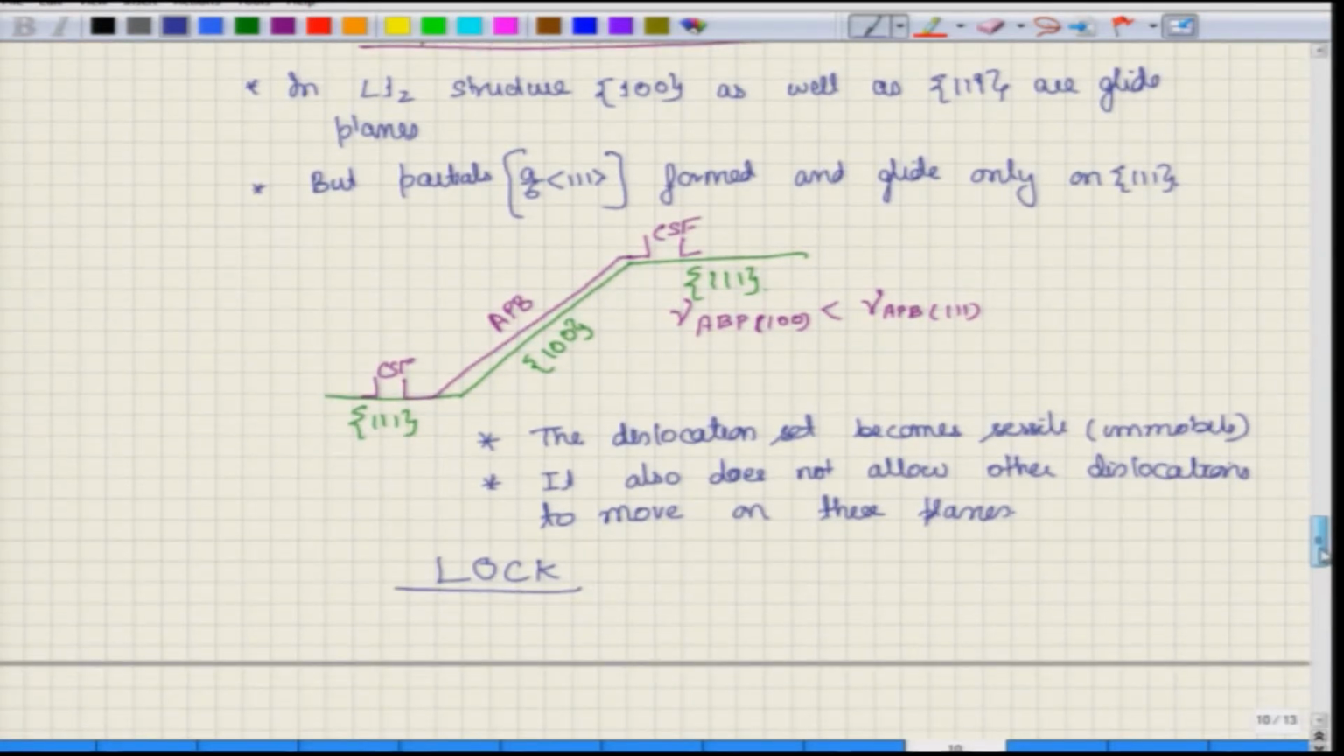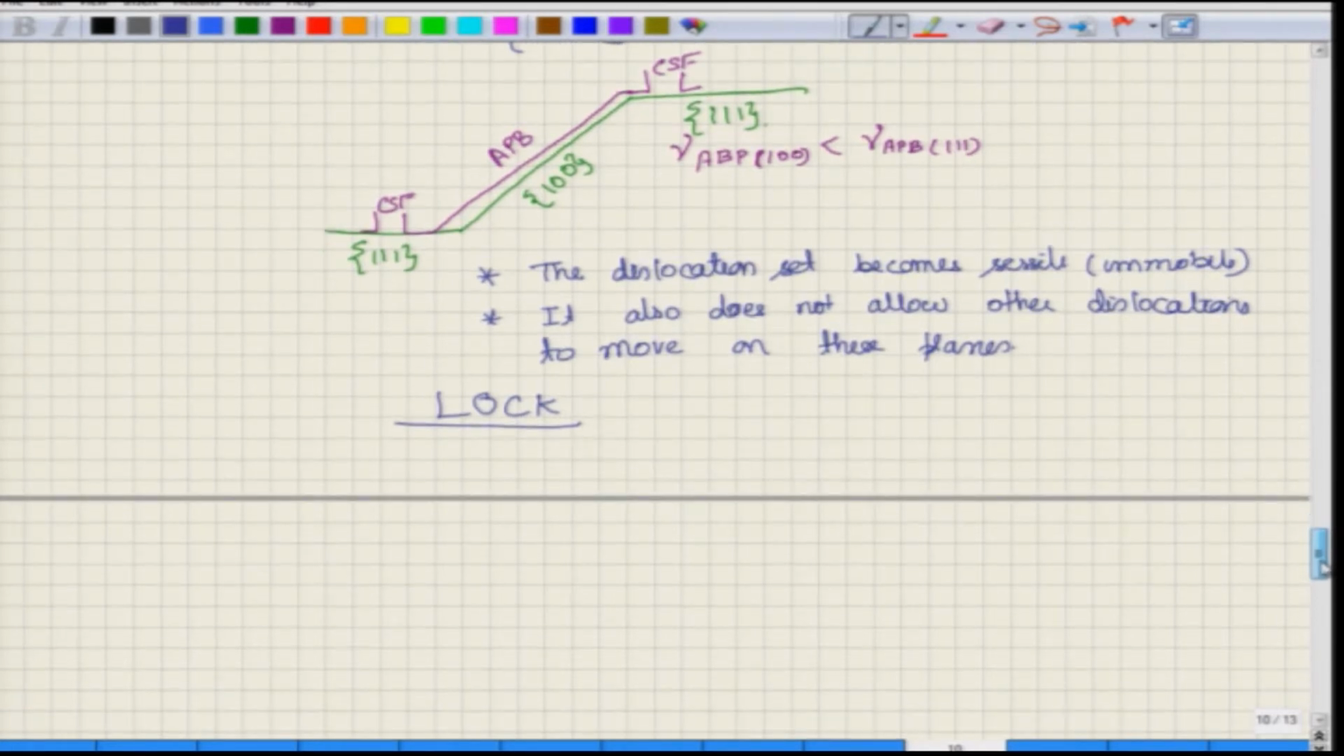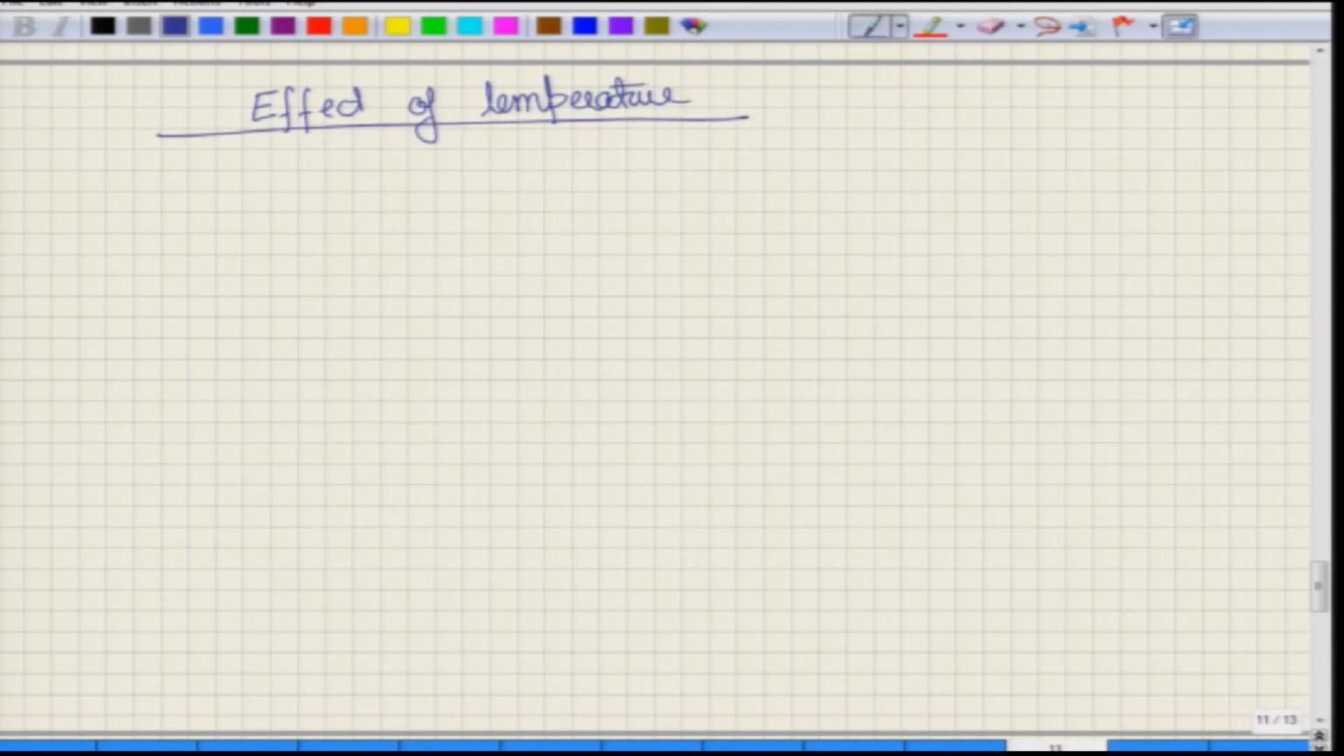Now this explains another thing, that these intermetallics can have very high strength, but something must be happening with temperature that strength is increasing. So next question is, effect of temperature. With increasing temperature, more cross slips take place.